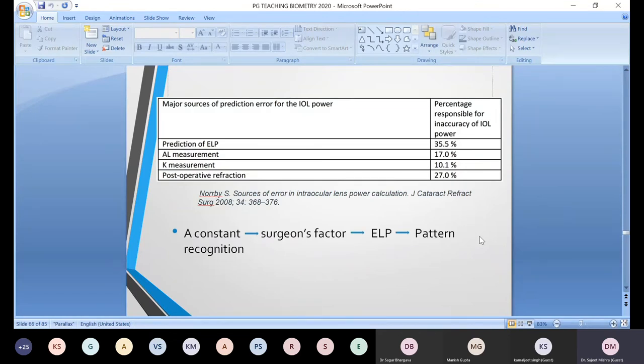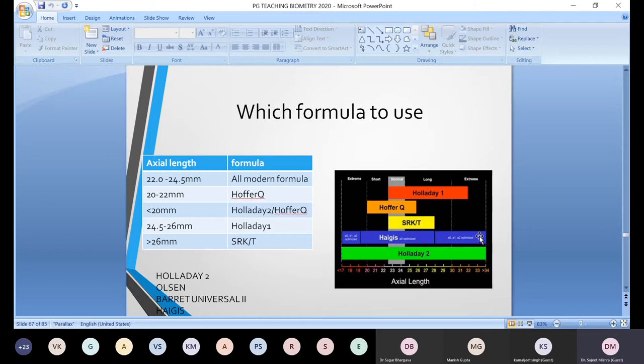So Norrby et al. showed that the prediction of ELP causes the most common error in post-surgery residual refraction, that is 35.5%, and that ELP is still a challenge. So gradually we evolved from A constant to surgeon's factor to ELP, and now this Hill-RBF formula. What is it doing? It is an artificial intelligence-based formula. It is trying to recognize all the patterns of the eye available on this earth. Radial basis function: only the point of origin is fixed, the rest is kept open. The data will be added to it, and we will recognize all sorts of patterns available. So from A constant to pattern recognition, the chapter is still open.